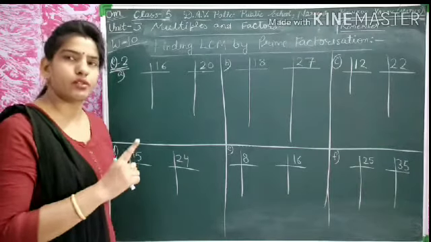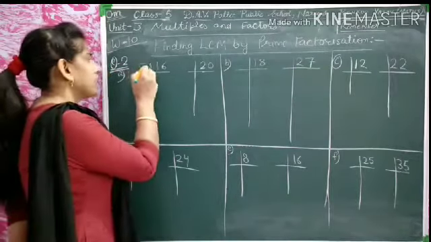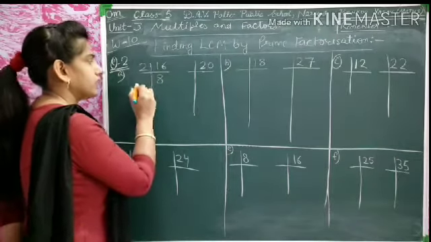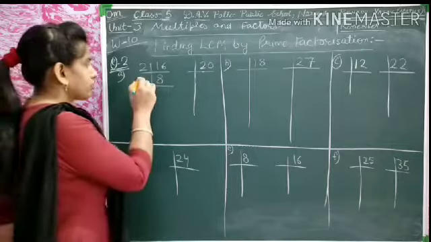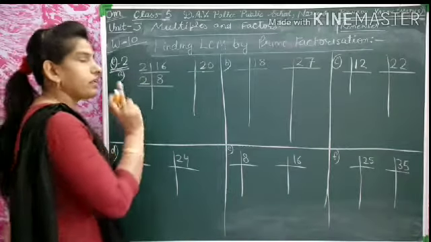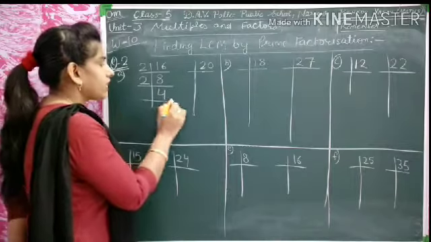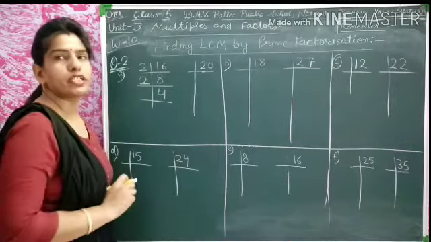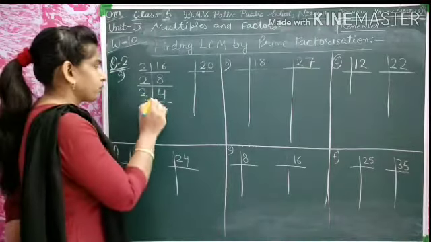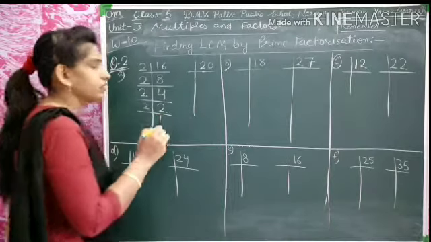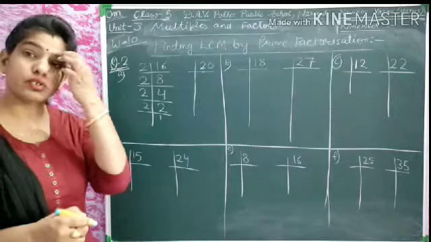Is it divided by 2? Yes, 16 is divided by 2. 2 eights are 16. Is this clear, students? Now again it will be divided by 2. 2 fours are 8. Again divided by 2. 2 twos are 4. Again divided by 2. 2 ones are 2.